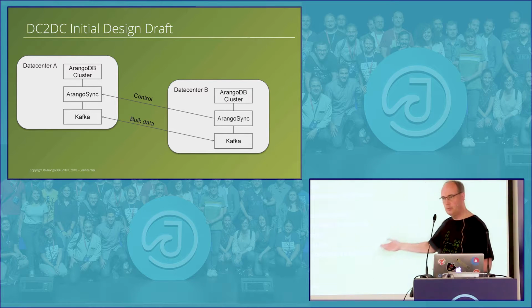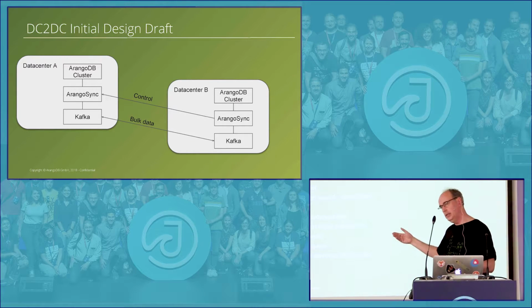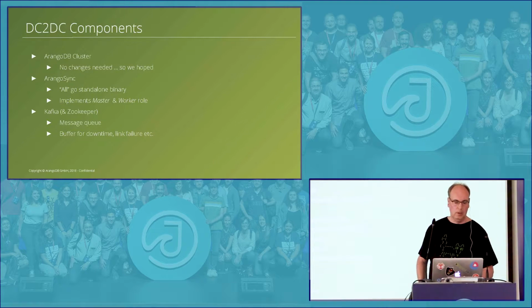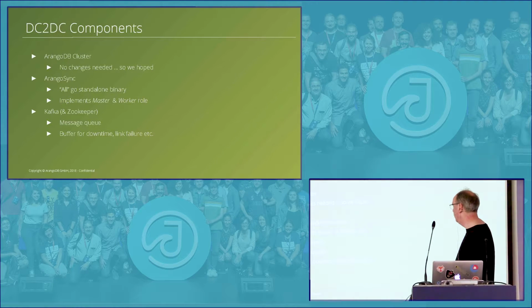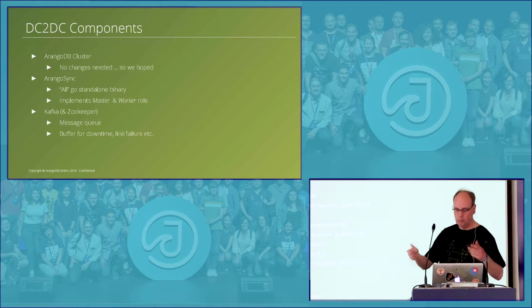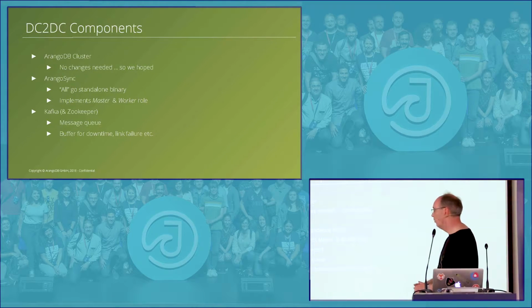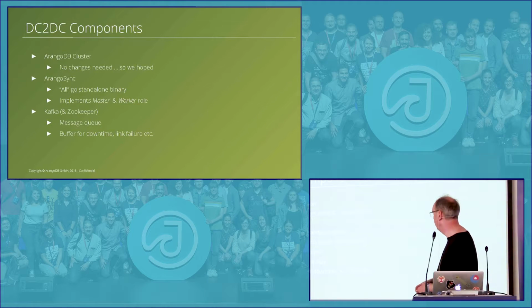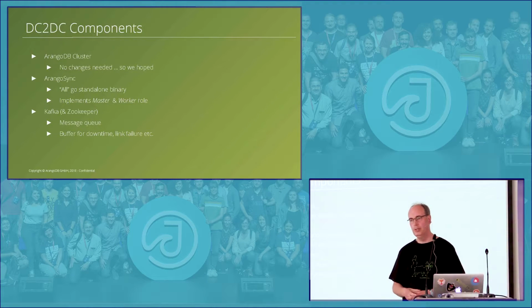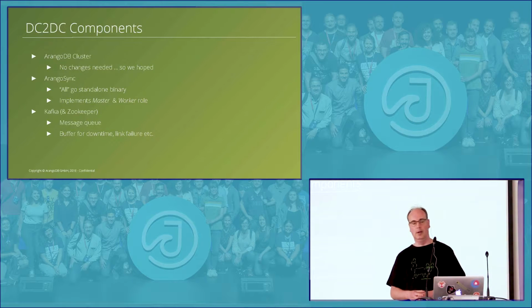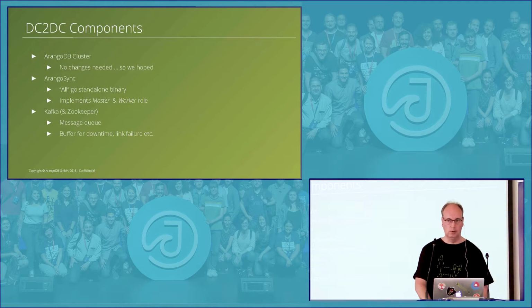And obviously this picture has changed a bit over time, but in a way it's still there. So what did we build DC to DC, which is short for data center to data center, of? Of course, the ArangoDB cluster, I already mentioned that. We really hope that we did not need changes there. Unfortunately, that was not completely the case.